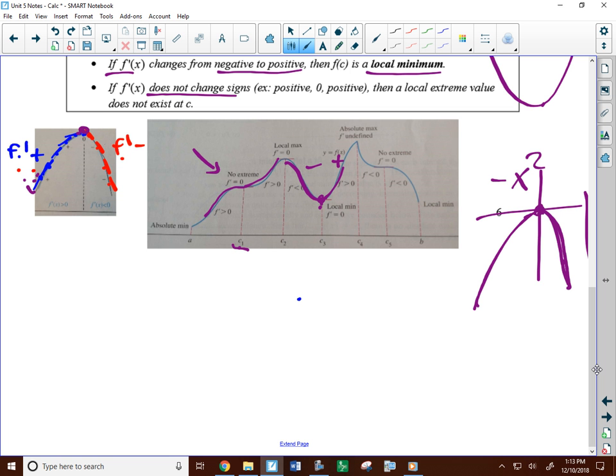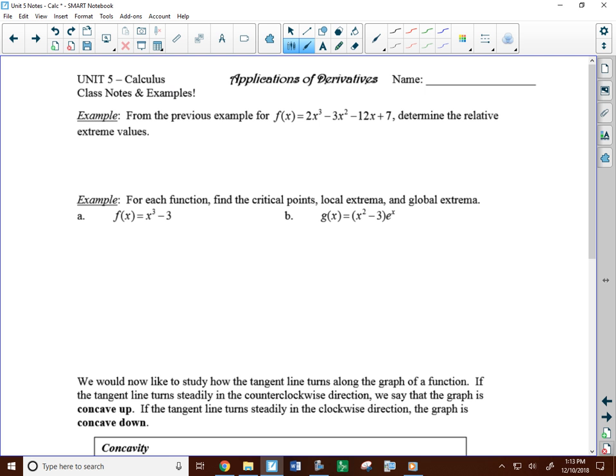Increasing, decreasing, and local max and min: to find those, you plug into the first derivative. Let's flip it over to the next page and try a few examples on that. Is there anything else I can answer on that before we try these?